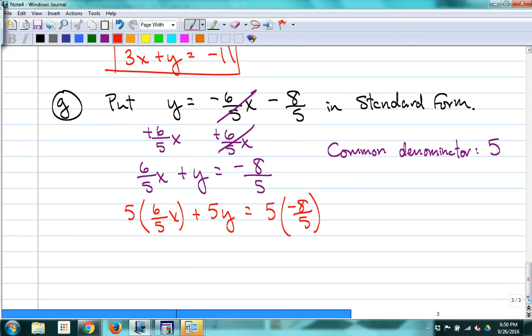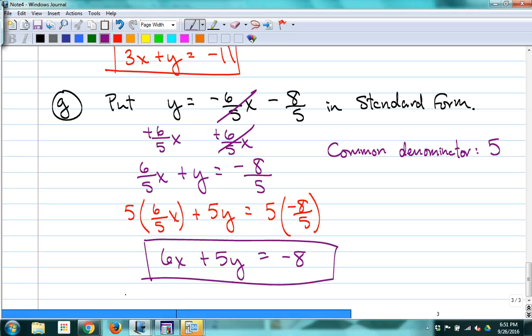Well, when I multiply 6 over 5 times 5, the 5's cancel, right? And all I've got left is 6x. 5 times y is 5y. 5 times negative 8 over 5 will be negative 8, right? And lo and behold, we're in standard form.